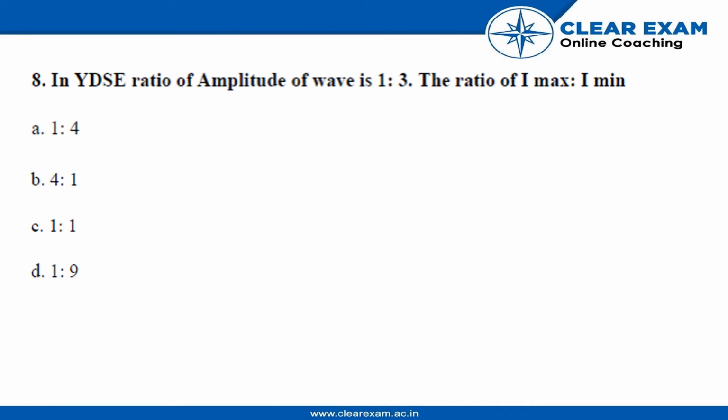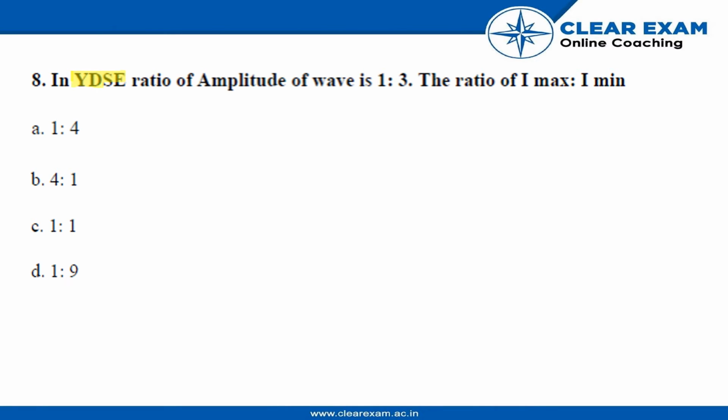Question 8 is, in YDSC, the ratio of amplitude of wave is 1 is to 3. The ratio of Imax to Imin is, okay. So here the question is talking about YDSC. YDSC is Young's double slit experiment.